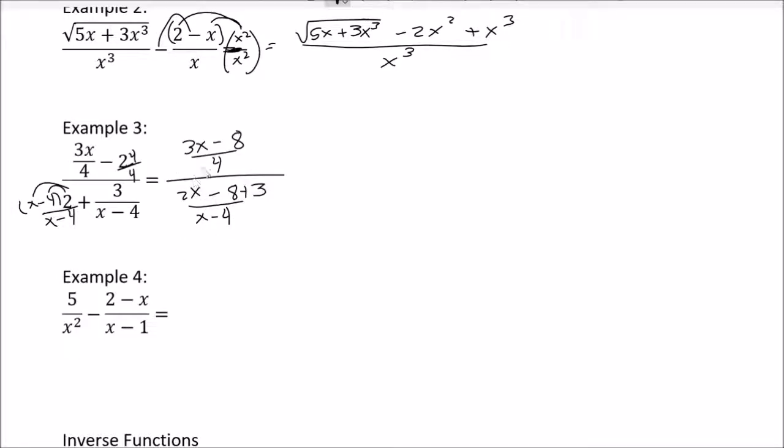Now, why this is important, we now have a fraction divided by a fraction. So I get to multiply by the reciprocal. So what does that look like? That looks like 3x minus 8 over 4 multiplied by x minus 4 over 2x minus 5. Okay, where did I get the 5 from? That's minus 8 plus 3. I just combine them together.